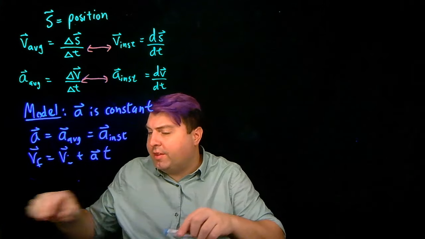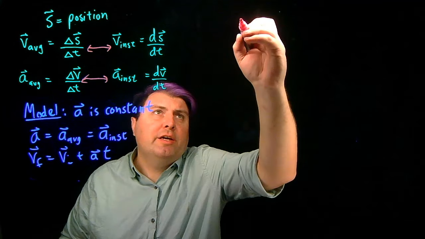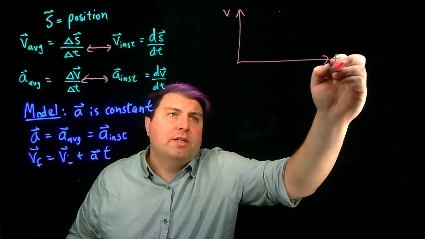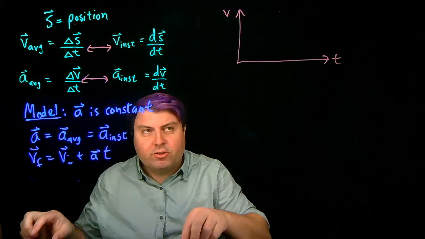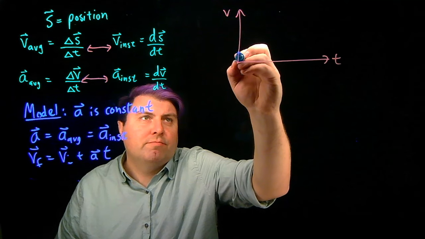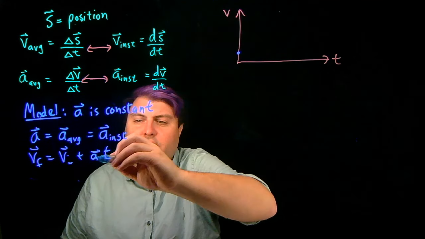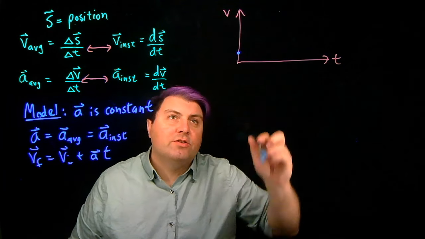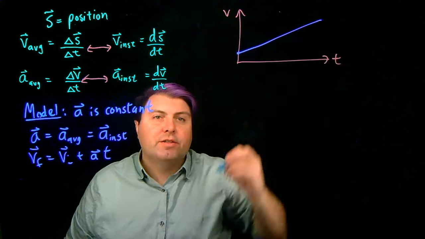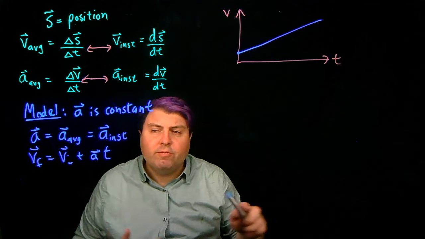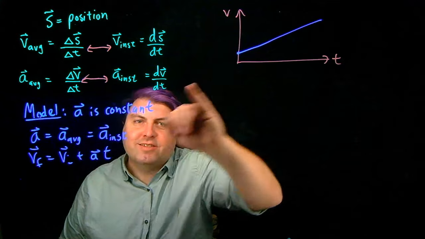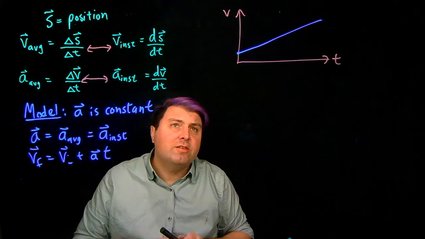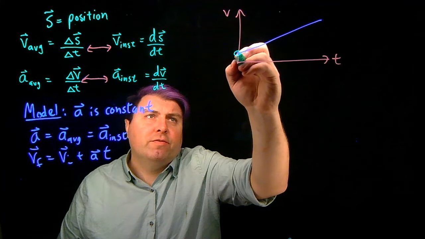So with this new equation, we can then draw the velocity versus time graph. If we draw the velocity versus time graph, we're going to have some initial velocity. And then this is just y equals mx plus b, right? This is just a straight line, so we would have something like this. The first thing we can see is that when acceleration is constant, velocity is very much not constant. It's a line.